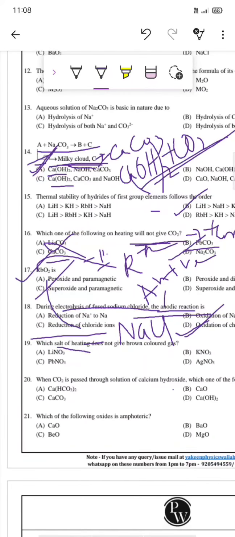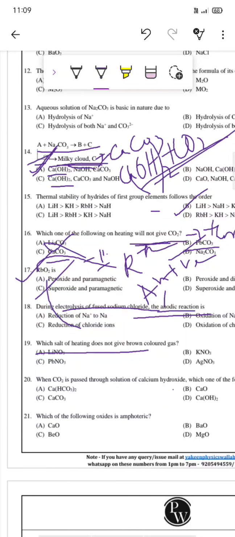Which salt on heating does not give a brown colored gas? Heating salt. Okay.